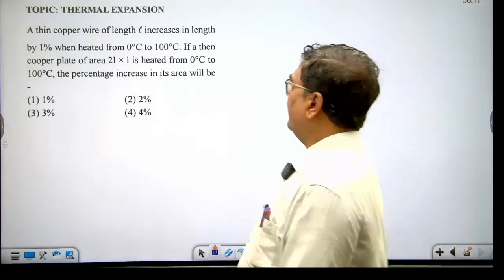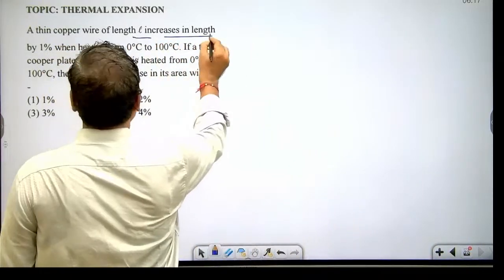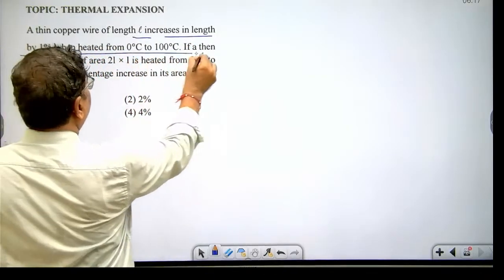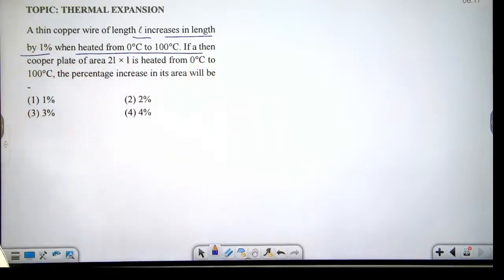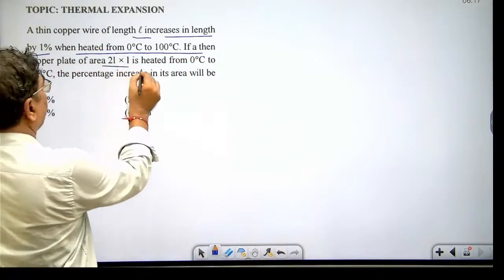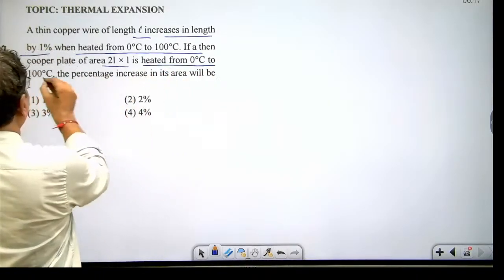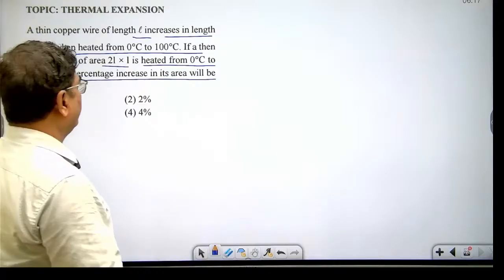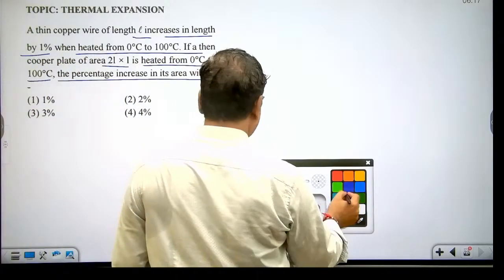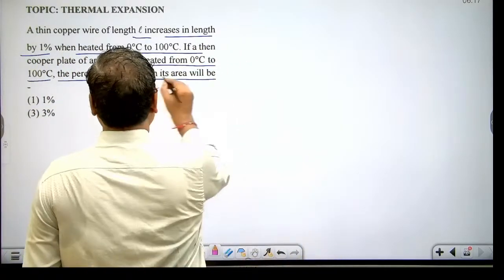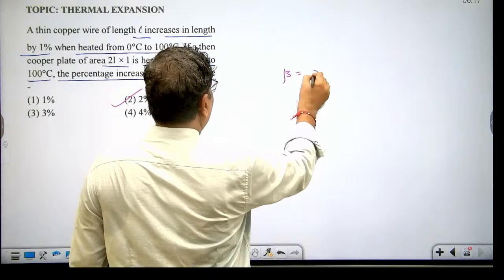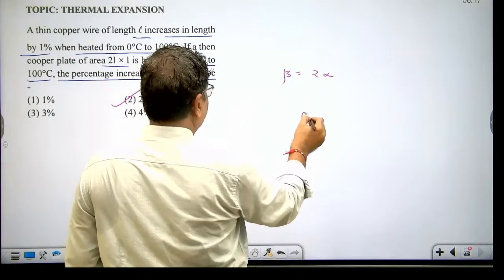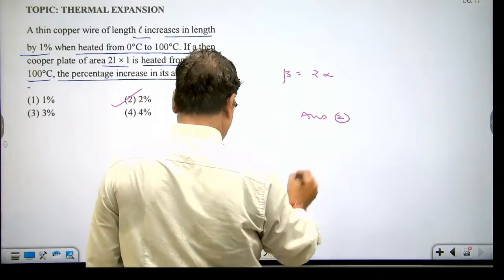A thin copper wire of length L increases in length by 1% when heated from 0 degree centigrade to 100 degree centigrade. If a thin copper plate of 2L by L is heated from 0 degree centigrade to 100 degree centigrade, the percentage increase in its area, definitely it will be double, because beta equals 2 alpha. So option 2 is the correct answer.